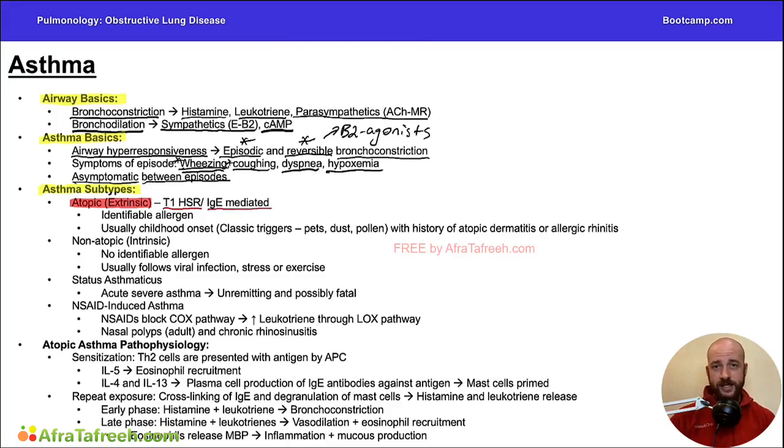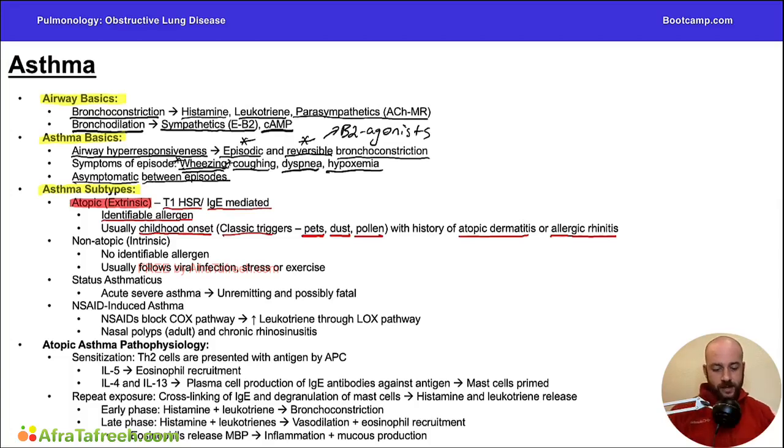And as the name suggests, extrinsic asthma is due to the airways reacting against an extrinsic antigen or an allergen that's coming in from outside of the body, and so there's going to be an identifiable allergen. So atopic asthma usually has a childhood onset, and it's usually initiated by classic triggers such as pets, dust, and pollen, and usually these patients will also have a history of atopic dermatitis and allergic rhinitis. There's a classic triad called the atopic triad. It consists of atopic asthma, atopic dermatitis, and allergic rhinitis, and these three usually go together, especially in boards questions.